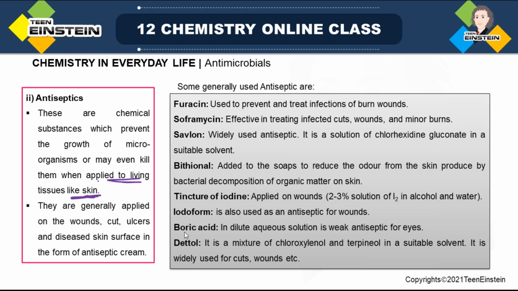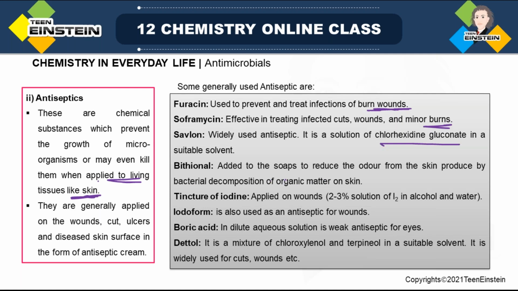So here we have different types of antiseptics. For example, furacin is used to prevent and treat infection of burn wounds. Soframycin is for treating infected cut wounds, and if the burn is minor, it is fine. And Savlon is a very common, widely used antiseptic. It is basically a solution of chlorhexidine gluconate in a particular solvent. Fine. So which chemical compound is actually present in Savlon? This is the name, chlorhexidine gluconate.